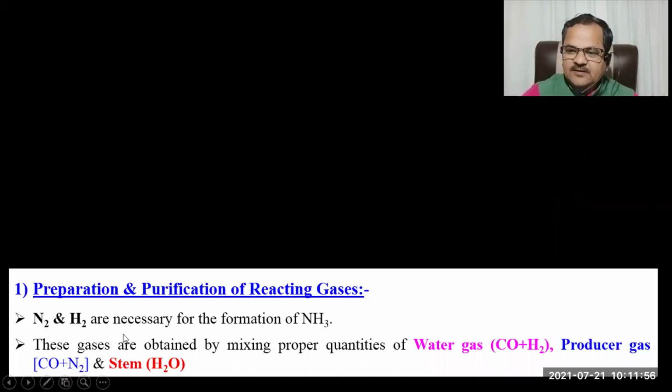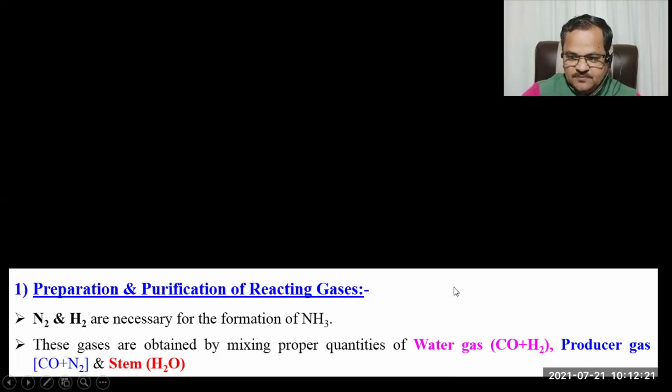For example, in order to prepare NH3 we require N2 and H2 gases as reactants. So here these reactants are obtained by mixing water gas. Water gas means CO and H2. Then producer gas. Producer gas means CO and N2.